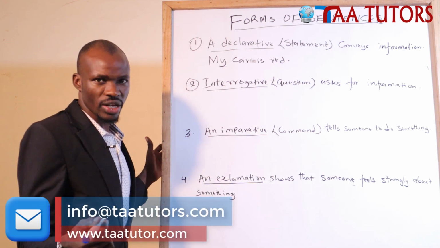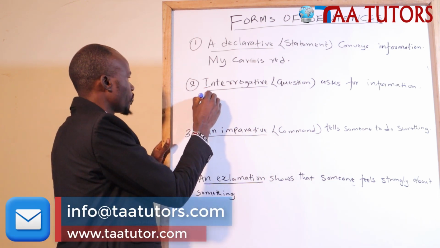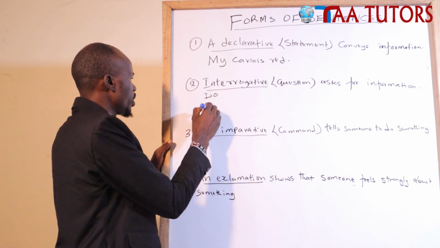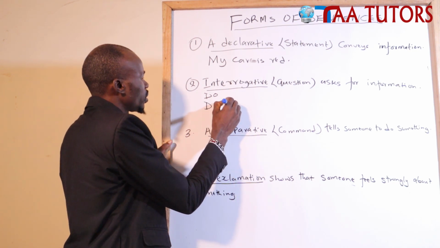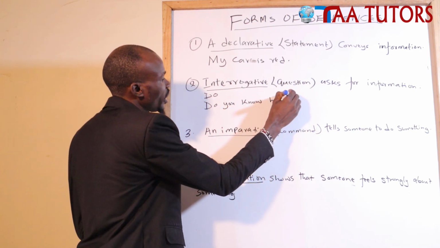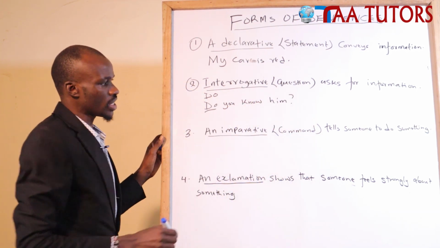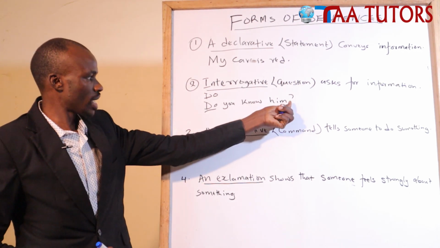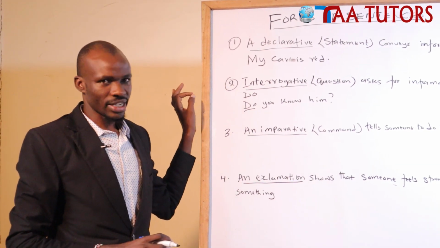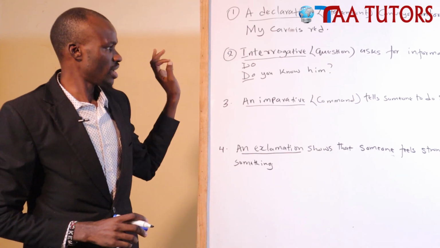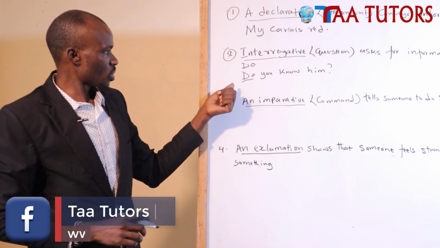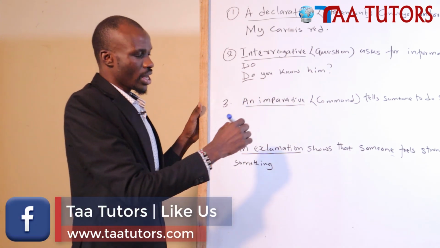First way, we can use the auxiliary verbs to ask questions. Let me use the auxiliary verb do. We can use the auxiliary verb do to ask a question. So for example, I can say, do you know him? Do you know him? This is the use of an auxiliary verb that I've used to ask a question. And you can see at the end of it, I have a question mark. And this is what we call the interrogative statement or sentence.